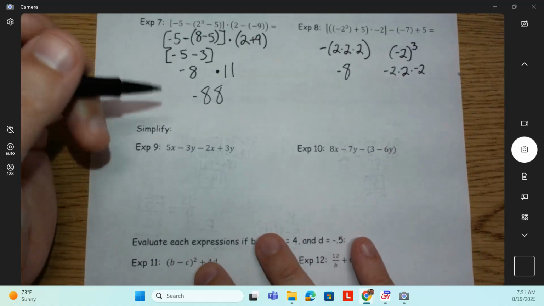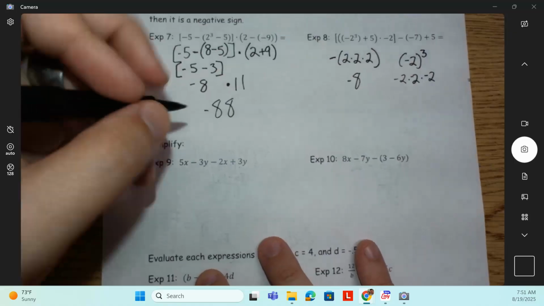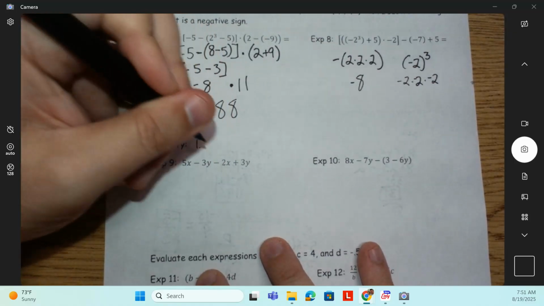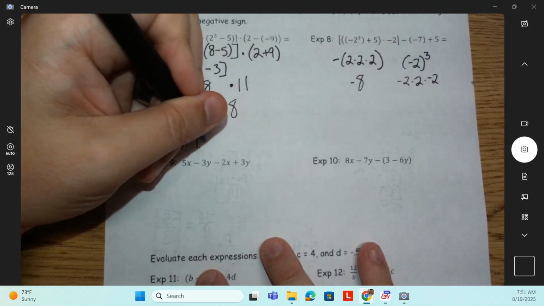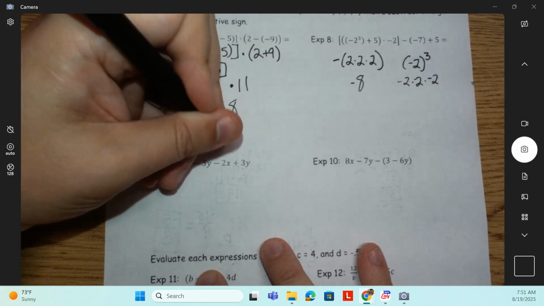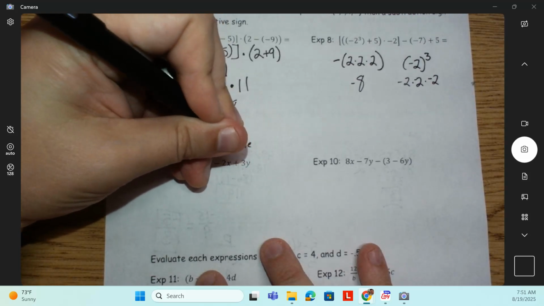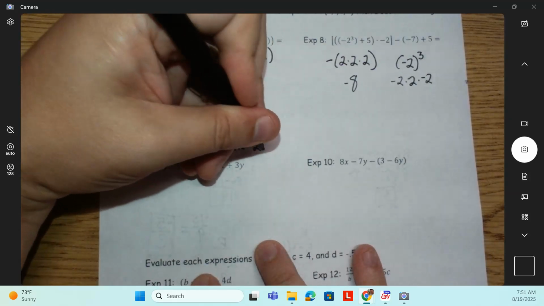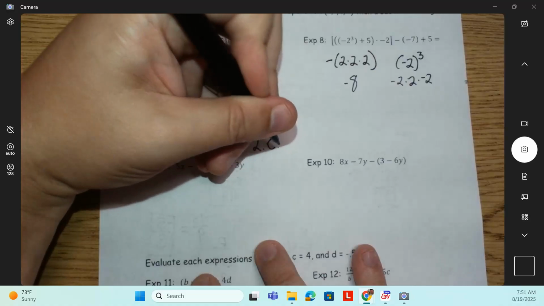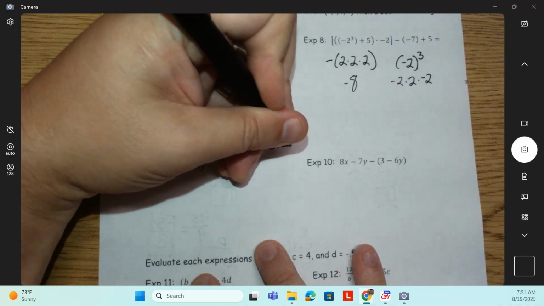Let's move on to the simplifying though. And so when I'm simplifying, I'm going to distribute if I can, and then I'm going to combine any like terms. So combine like terms.